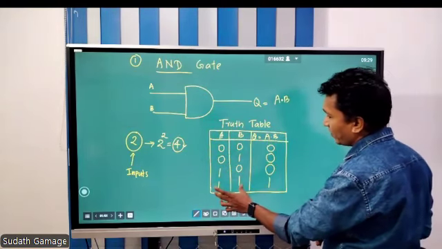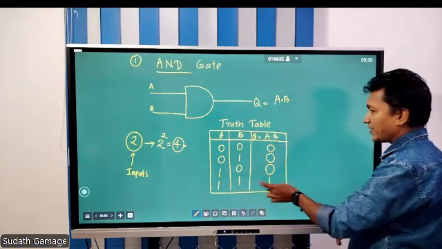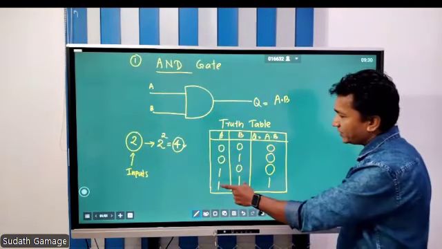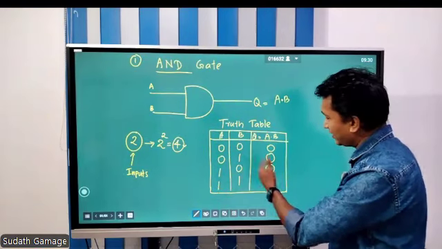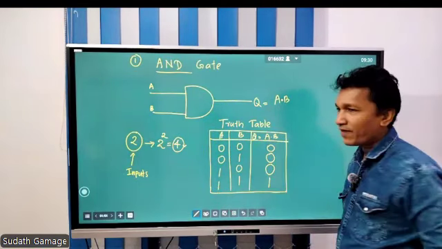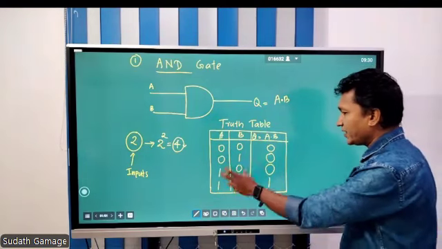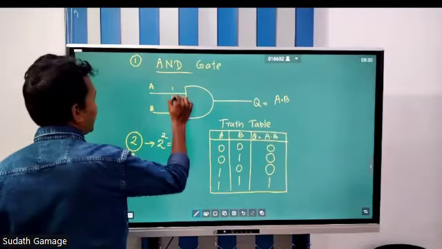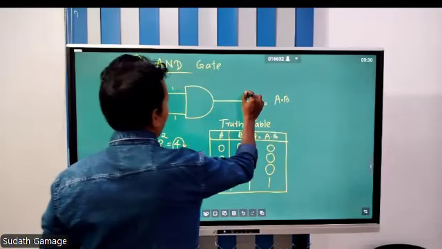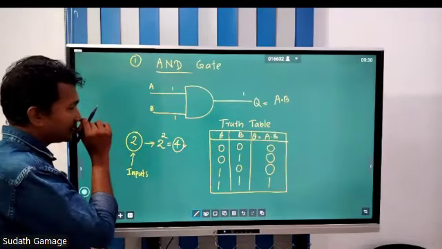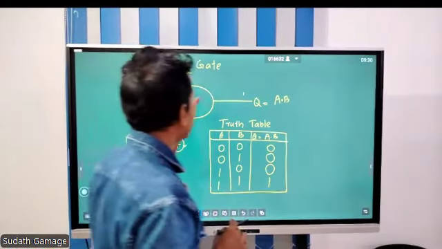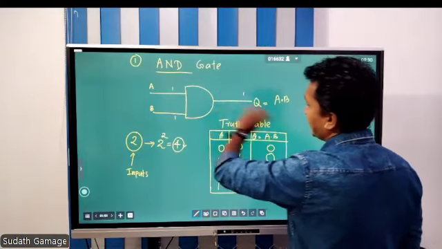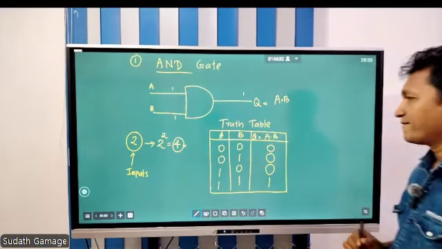So there is only one occasion that output is 1 for the AND gate. Both inputs should be 1 for the output to be 1. Output එක වෙන්න නම් inputs දෙකම 1 වුණොත් තමයි මේකේ signal එක 1 වෙන්නේ. නැත්නම් අනිත් හැම අවස්ථාවකදීම මේකේ output එක 0 signal එක එන්නේ. That is the meaning.